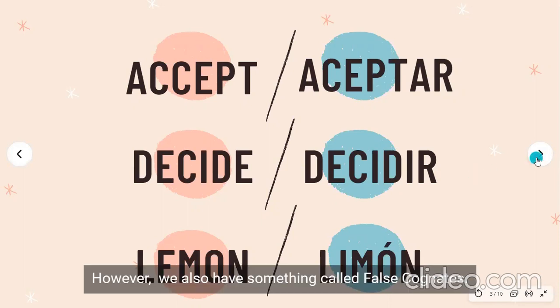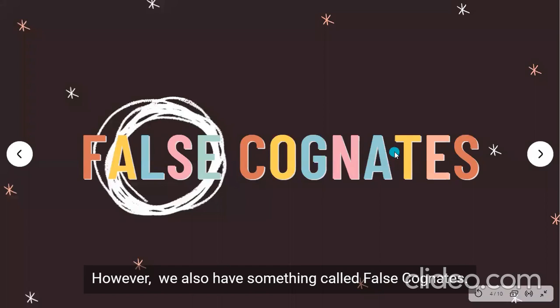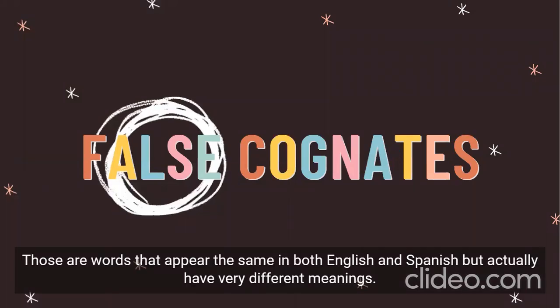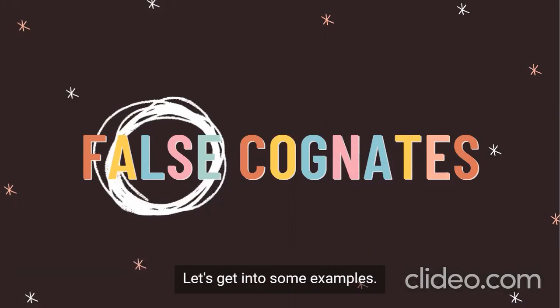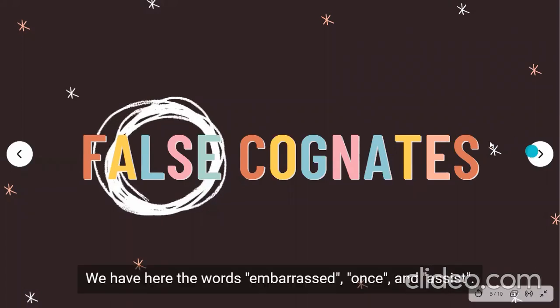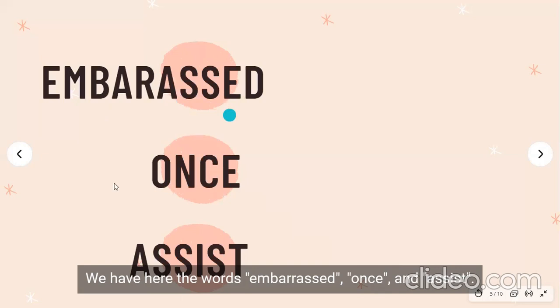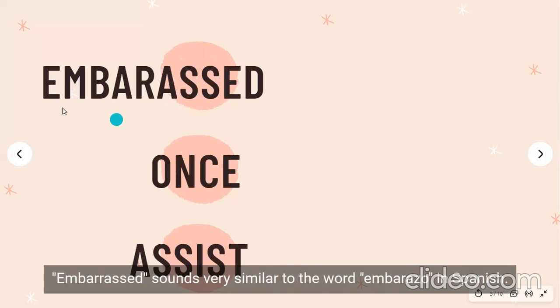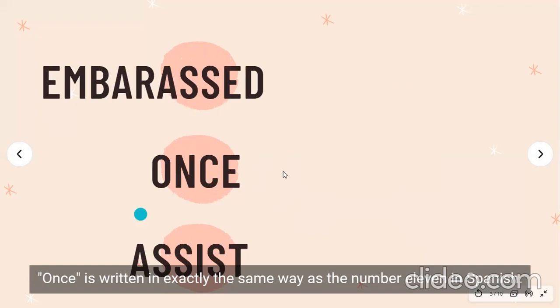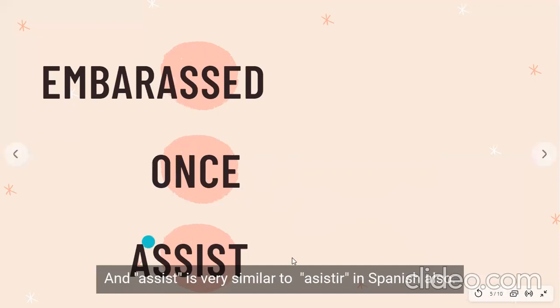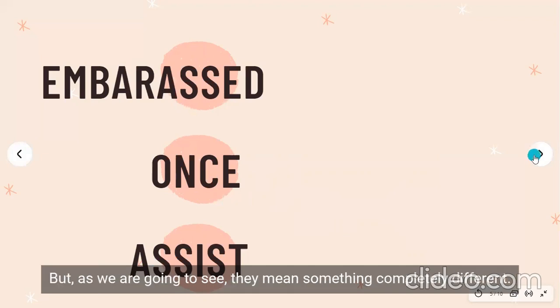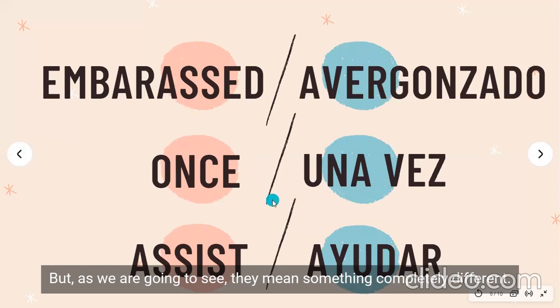However, we also have something called false cognates, and those are words that appear the same in both English and Spanish, but actually have very different meanings. So let's get into some examples. We have here the words embarrassed, once, and assist. Embarrassed sounds very similar to the word embarazo in Spanish. Once is written in exactly the same way as the number 11 in Spanish, and assist is very similar to asistir in Spanish also. But as we're going to see, they mean something completely different.